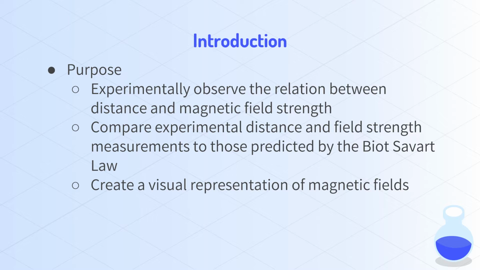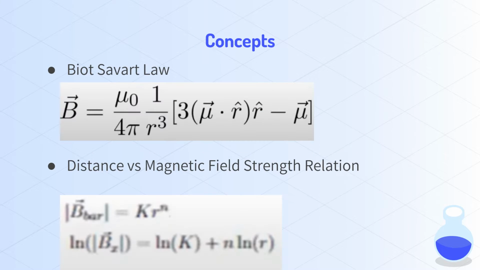Let's get started and address the purpose of this experiment and the relevant fundamental physics principles, as well as a brief overview of the major results. The purpose of this lab was to create a visual representation of magnetic fields, to observe the interaction between distance and magnetic field strength. The most important concepts in this lab include the Biot-Savart law, which will enable us to compare our experimental distance dependence measurements to the predicted values, and the distance dependence equation for a magnetic field, which is commonly represented in two ways, as shown below.